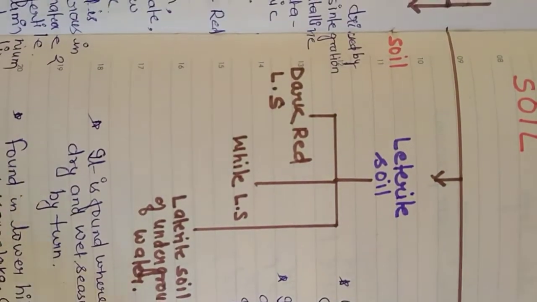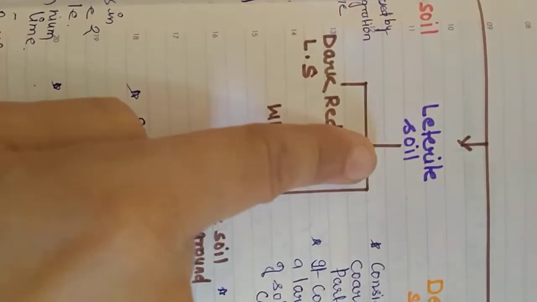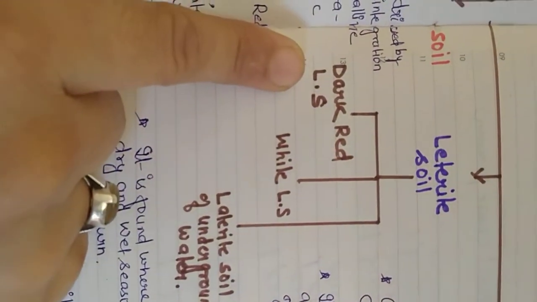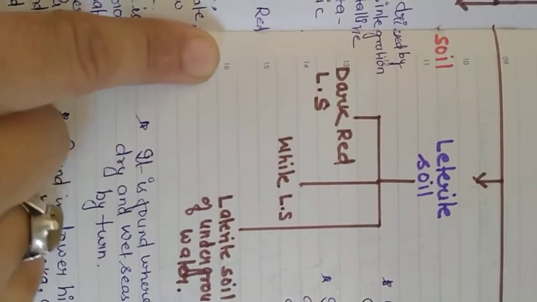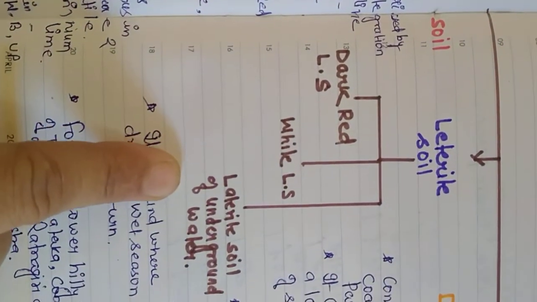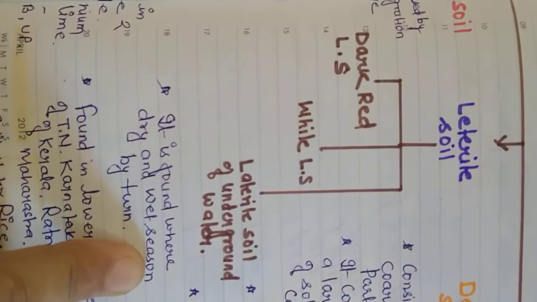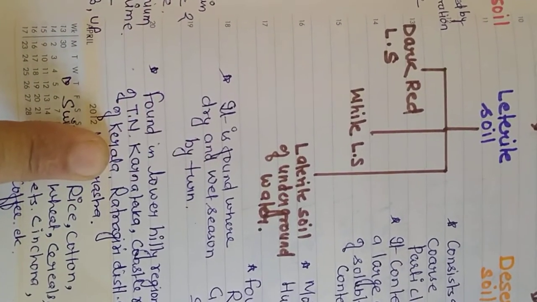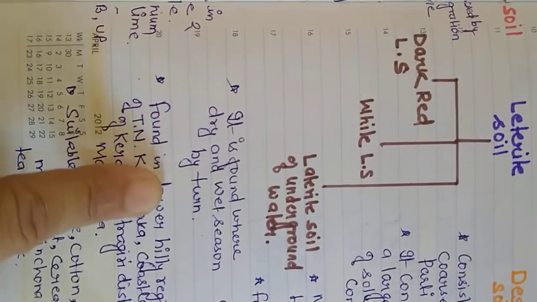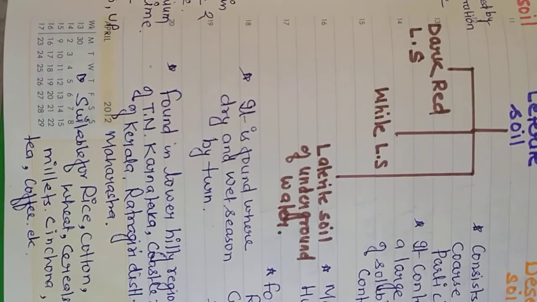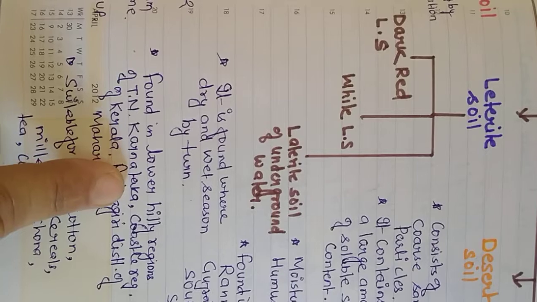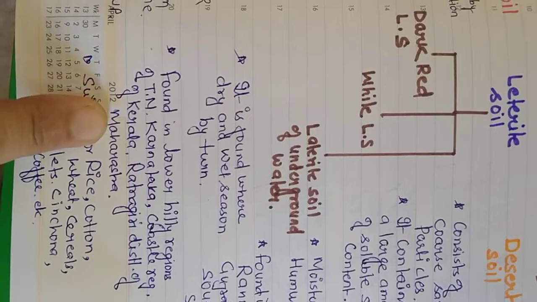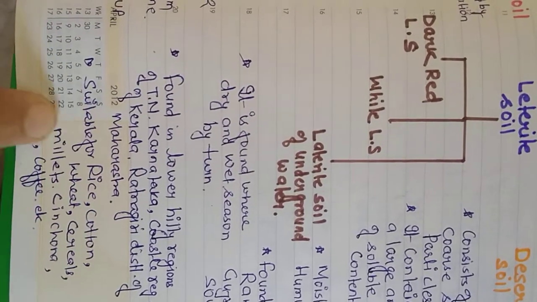It has a rich amount of aluminium and lime. Now you can see there is laterite soil, and we can further divide this laterite soil into three categories. The first one is dark red laterite soil, white laterite soil, and laterite soil of underground water. A characteristic of this laterite soil is that it is found where the dry and the wet seasons come by turn. It is found in the lower hilly regions of Tamil Nadu, Karnataka, the coastal region of Kerala, and Ratnagiri district of Maharashtra.